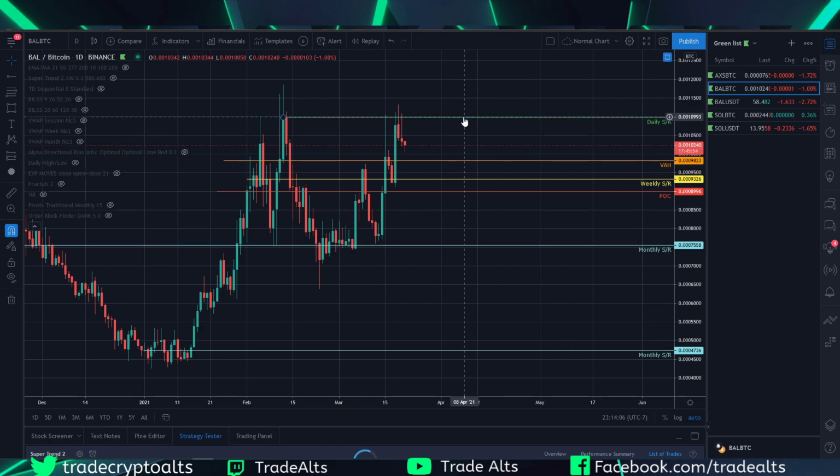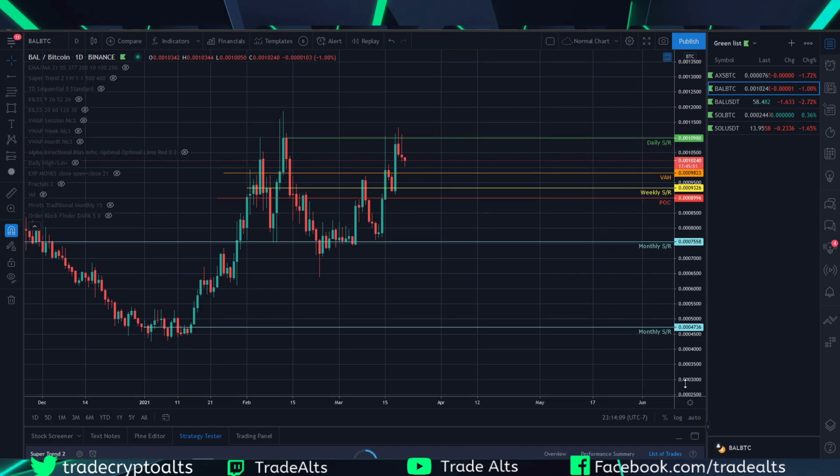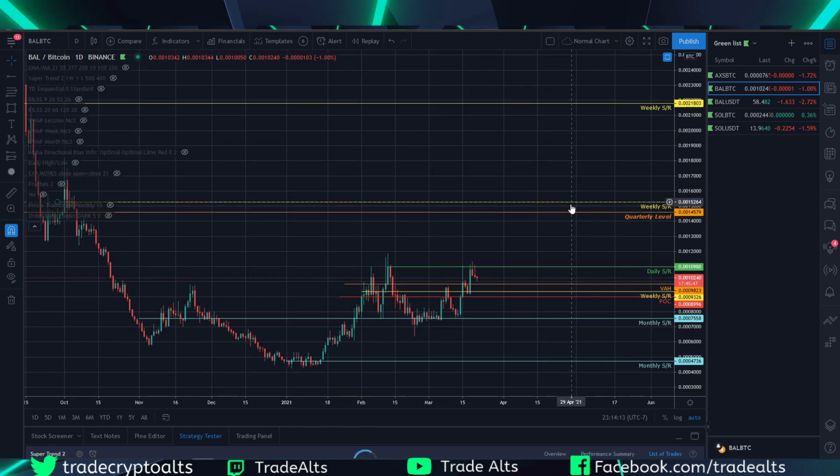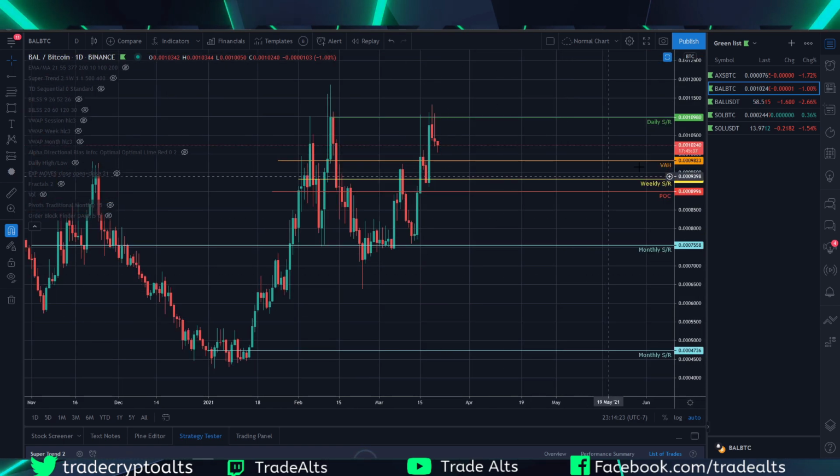And then again, if you reclaim this daily, then you're looking back up to this region up here, which is a nice 30 to 40% trade. That's a nice 30 to 40% gain from above this daily. Really nice. And so that's Balancer.